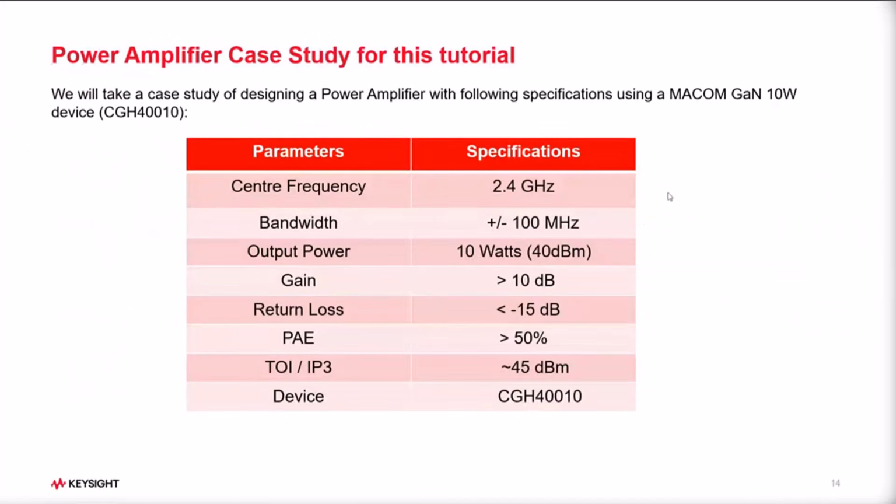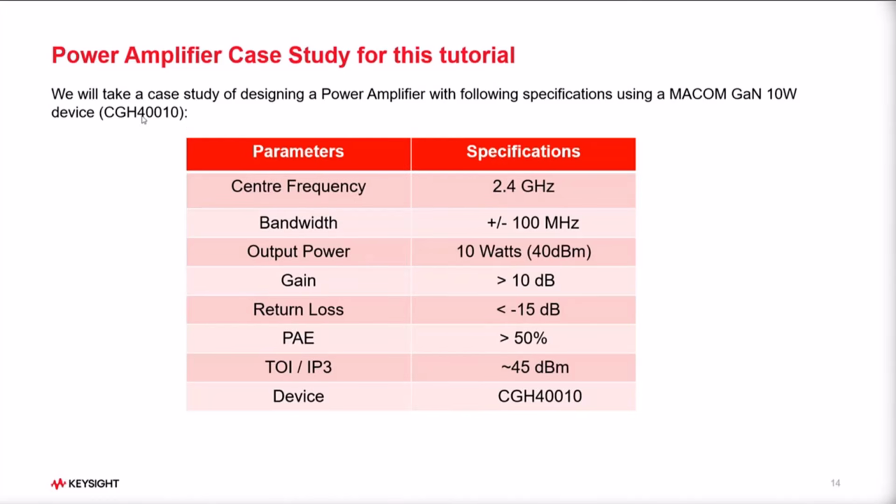All right. So in order to create a tutorial, we need to have some kind of design specification. So here is a design specification that we will try to achieve. So we will be using the MACOM gallium nitride 10-watt device, which is CGH40010. It's an old device. It's not a new device.